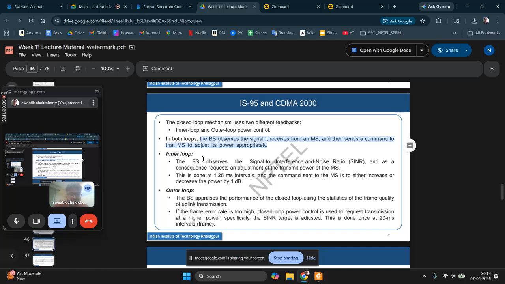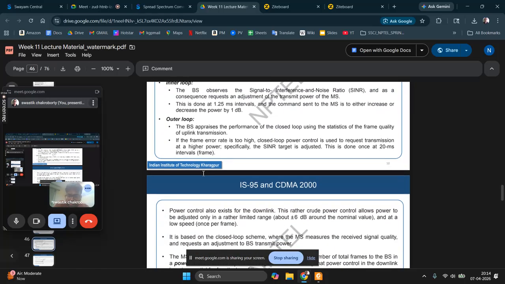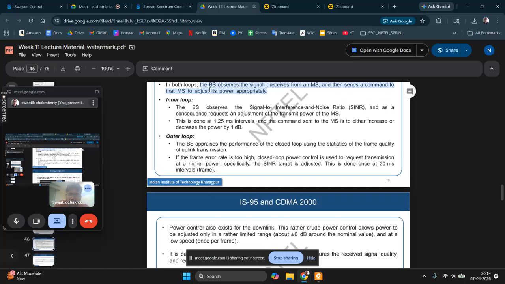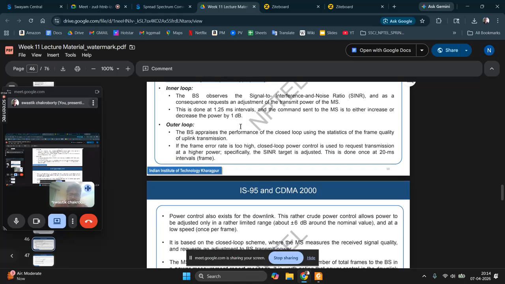In the inner loop, the base station observes the SINR and as a consequence requests an adjustment of the transmit power of the MS, that is the mobile station, the user. Basically in the inner loop, it requests the mobile station to change its transmit power, and in the outer loop, it observes whether the transmit power has been changed by the mobile station or not.